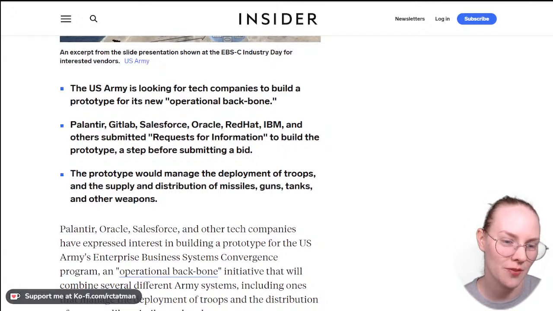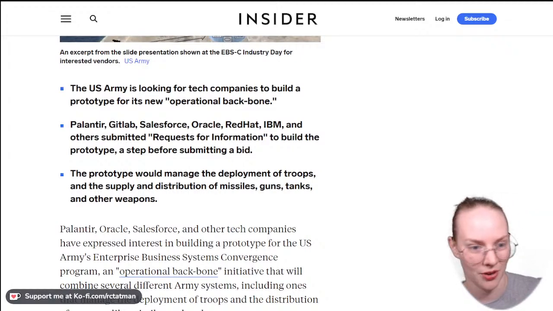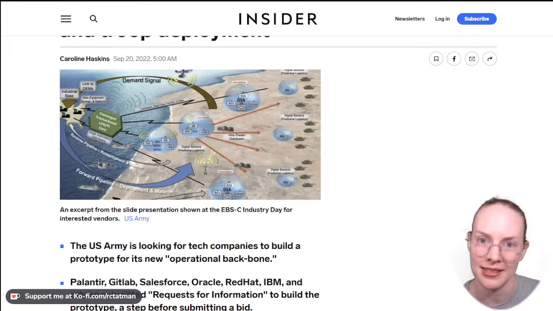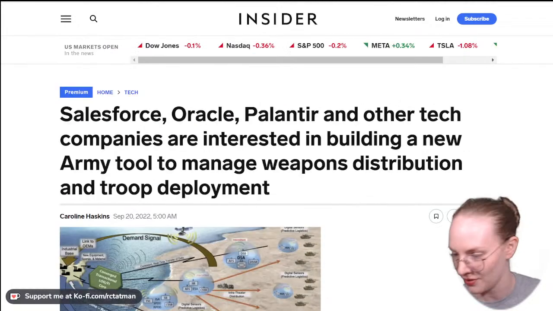Anyway, there have been a lot of tech companies trying to get in on these contracts. If you are an employee activist and work for these tech companies, maybe just read into this and see if it's something you have feelings about.